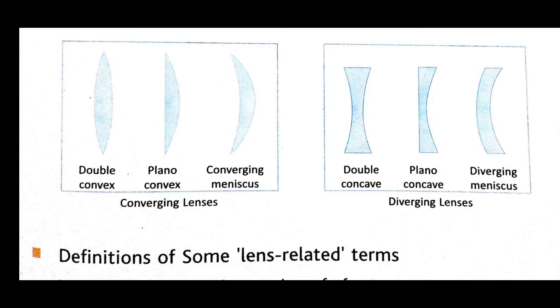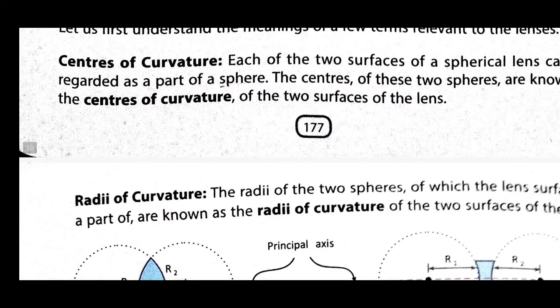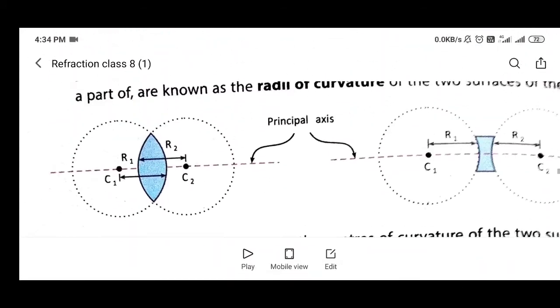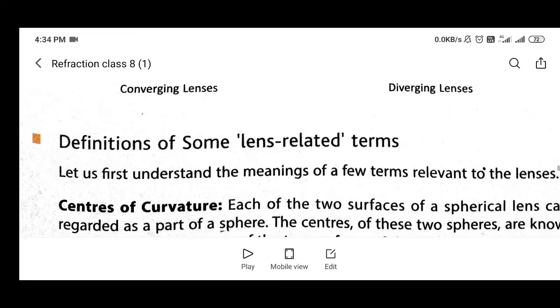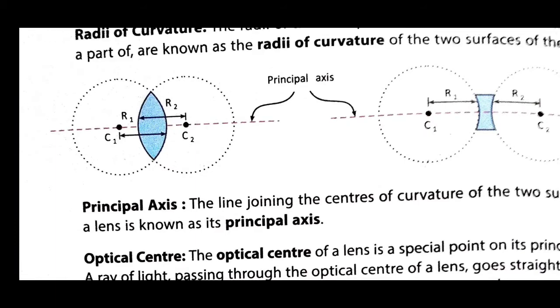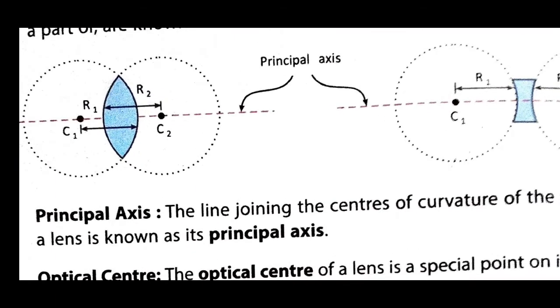Now, as with the mirror, the lenses have some important terms. So, we have to discuss the important terms related to the lenses: center of curvature, radius of curvature, principal axis, and so many terms. So, at first see this figure. You know, lenses have two spherical surfaces.